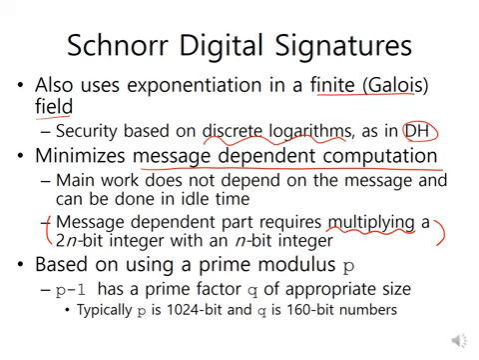And the Schnorr digital signature is based on a prime modulus p. In this case, we need a specific requirement, that is, p-1 has a prime factor q of some appropriate size. Typically, p is 1024 bits and q would be a 160-bit number. This is determined on the basis of the security requirement. If we require a higher level of security, then the size of the bits is determined on the basis of the level.